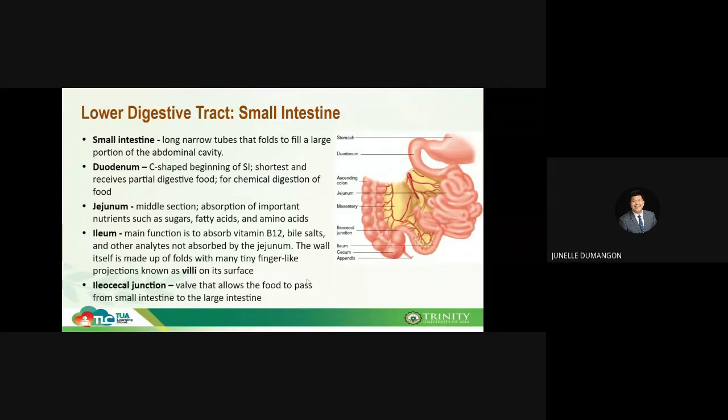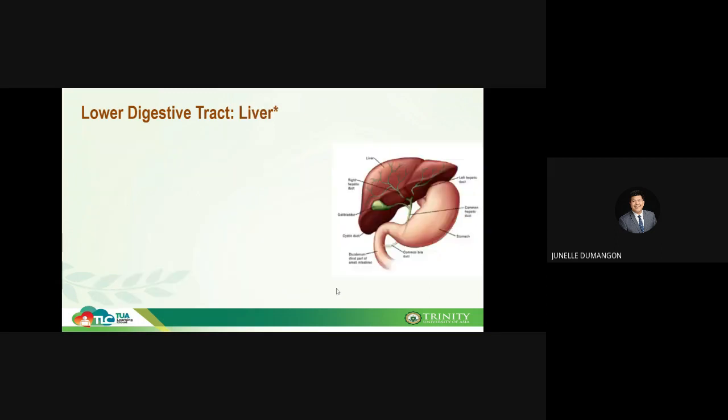And then lastly, we have the ileocecal junction. Ileo, kasi ileum, and then cecal, kasi yung next portion, which is the large intestine, ang tawag sa first portion ng large intestine is cecum. Kaya ileocecal. So dito siya. It is again a gate that allows food to pass from the small intestine to the large intestine. So again, after the small intestine, dadaan ulit siya sa gate called ileocecal junction.